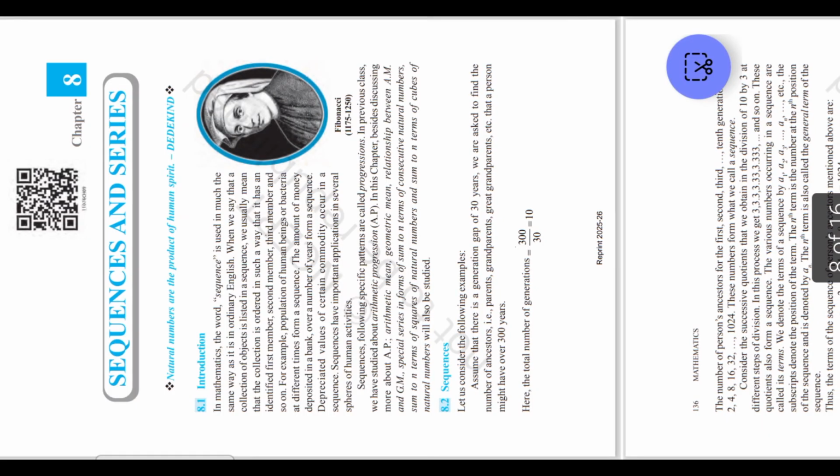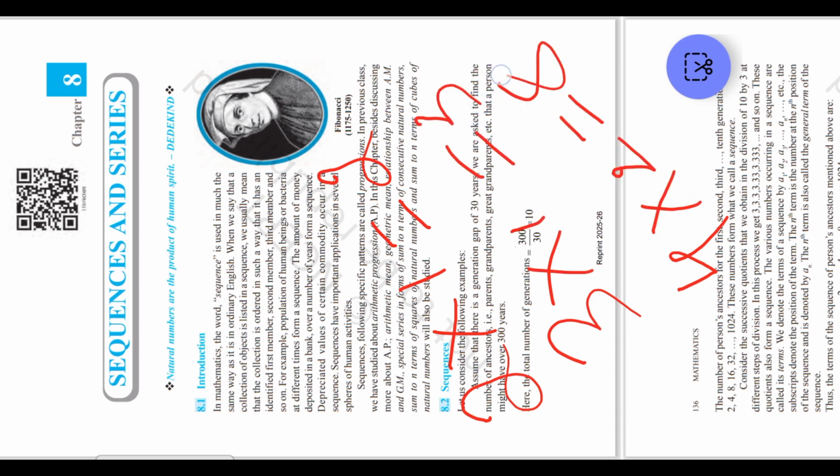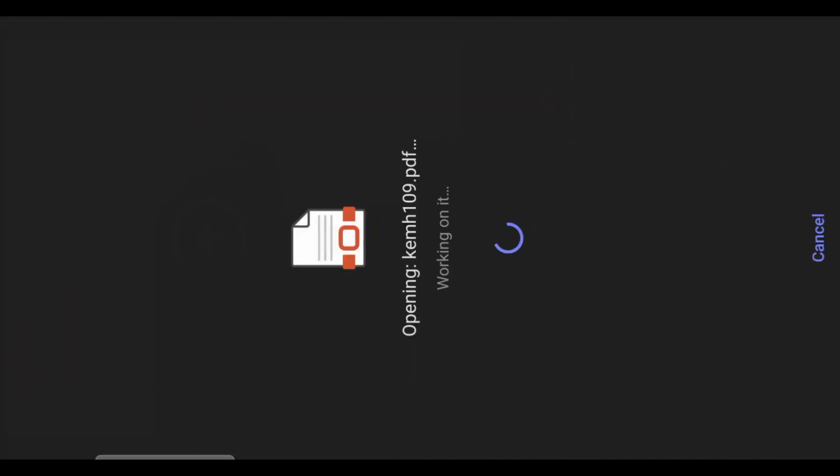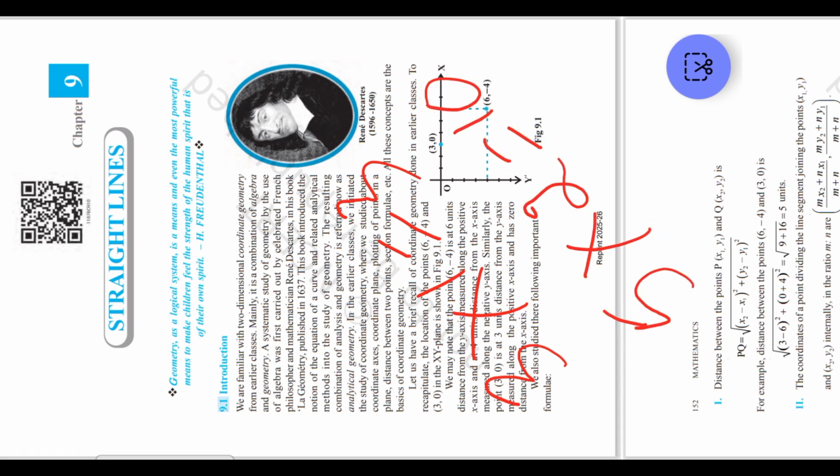And sequence and series, chapter number 8. In this chapter, questions are asked for 2 marks, 3 marks, 4 marks: 1 question for 2 marks, 1 question for 3 marks, 2 questions for 4 marks. This is also a scoring chapter, totally 13 marks you will get very easily in this chapter. But MCQ 2 and fill in the blanks 1 are also asked, so totally 15 marks. But from 2 marks, 3 marks, 4 marks, you have to get 13 marks in this chapter. This is the straight line chapter, 13 marks.